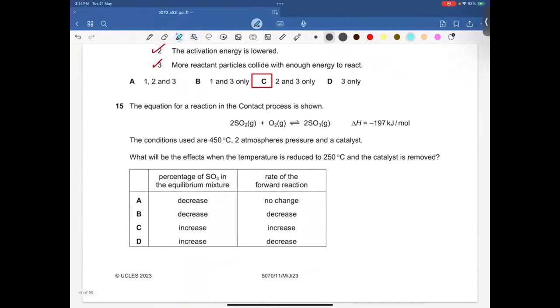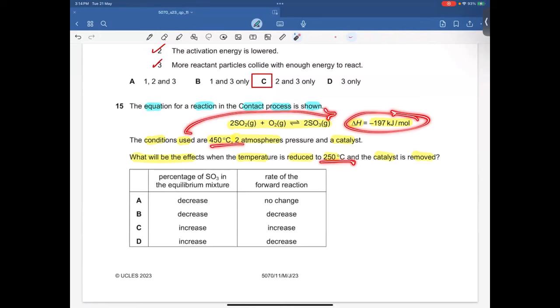Question number 15. The equation for the reaction in the contact process is shown. This process shows that delta H is negative, which means the reaction is exothermic. The conditions used are 450 degrees Celsius, 2 atm pressure, and a catalyst. What will be the effects when the temperature is reduced to 250 degrees Celsius and the catalyst is removed? It is an exothermic reaction. So when we decrease the temperature in any exothermic reaction, equilibrium favors the right-hand side. If equilibrium favors the right-hand side, obviously the yield of sulfur trioxide increases. All right. The yield of sulfur trioxide increases.